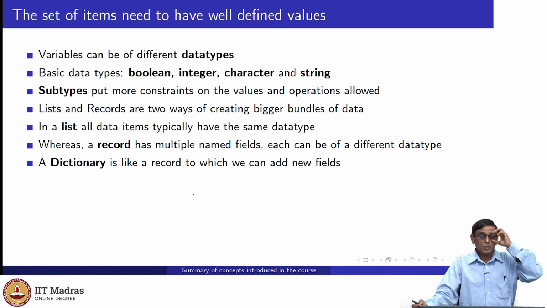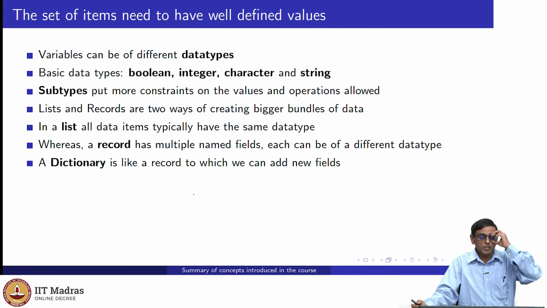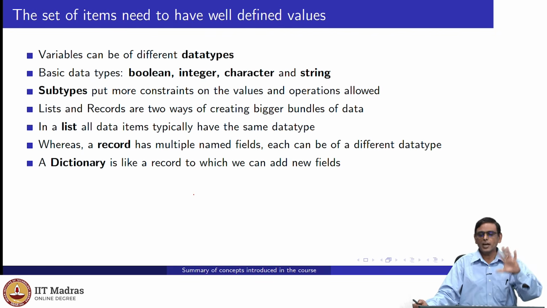Now we also saw basically that the items that we are collecting, the variables, the data that we are processing and collecting, can have different data types. The basic types I talked about were Boolean, integer, character, and then we had this interesting type called string, right? String of characters, like a list of characters, but we wanted to separate it out and call it that. Then we said that we can make subtypes to put constraints on the range of values.